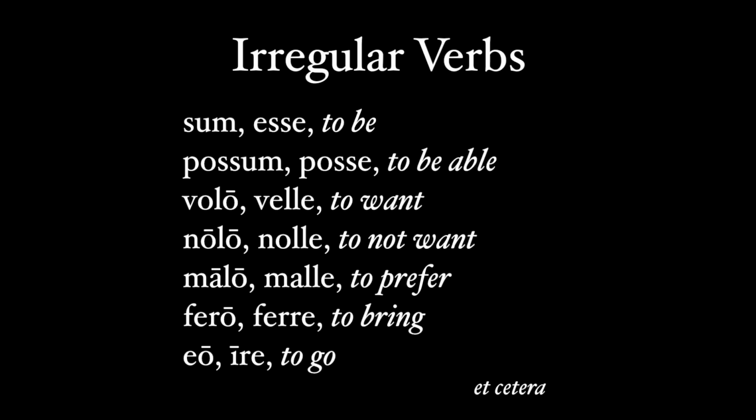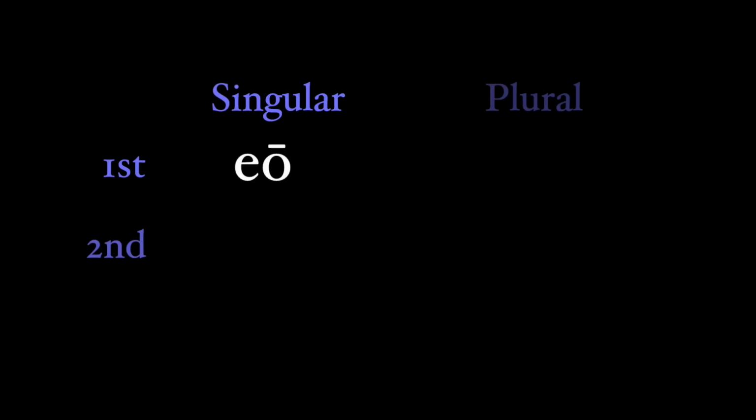And also, the more you see an irregular verb, the better you'll be able to deal with the irregularity. In this video, I will discuss the irregular verb eo, ire, ii, which means to go, as well as its many compounds. Eo is a relatively common verb in Latin. Okay, first the present tense.